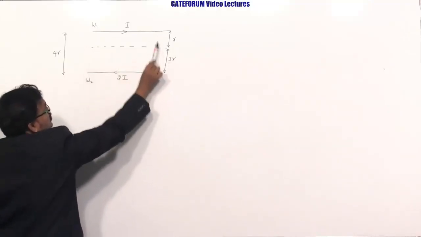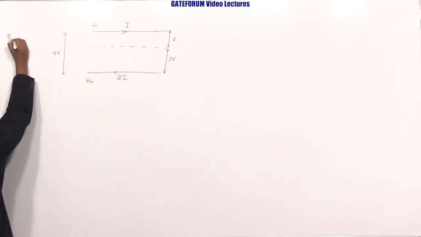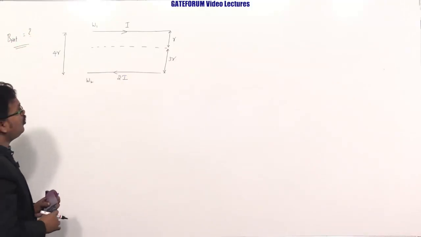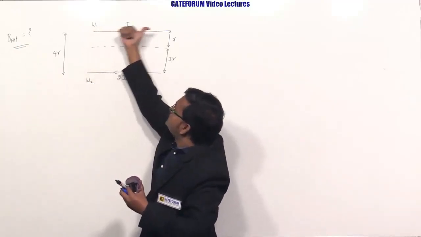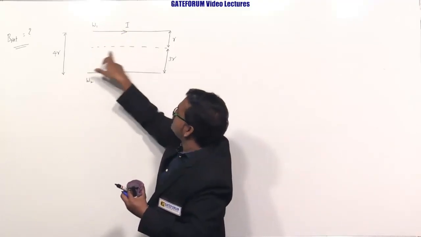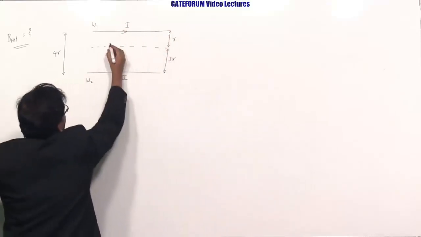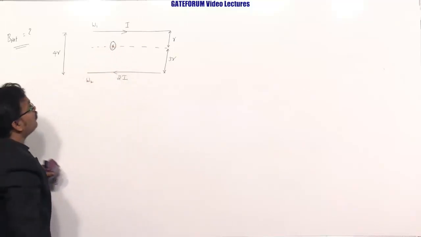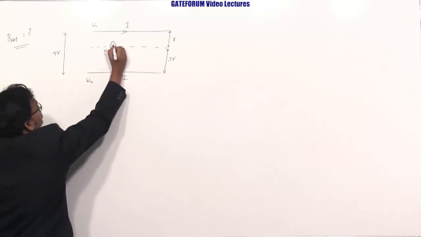At a distance of r from W1, you have to determine the total or net magnetic field. If you observe, this current is flowing in this direction, so due to this current, the B field at this location is going to point into the board. I am calling this B1. This is the B field produced into the board at this location due to W1.